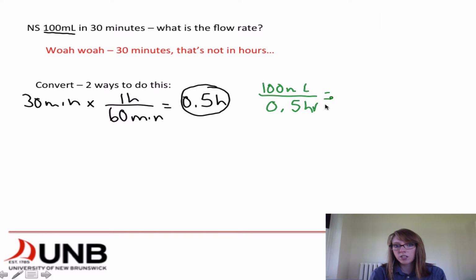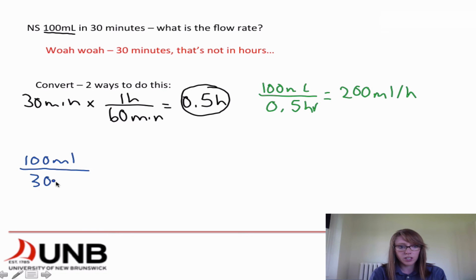And our flow rate is going to be 200 mils per hour. The other way of doing this is just a little bit more, not simplified, but it just combines all of these steps. So if you're looking, you're going to take your 100 mils and you're going to do it just like you would normally.